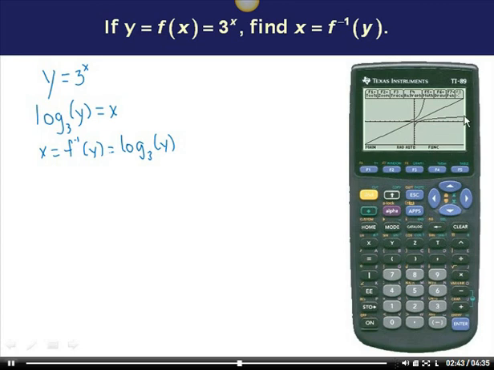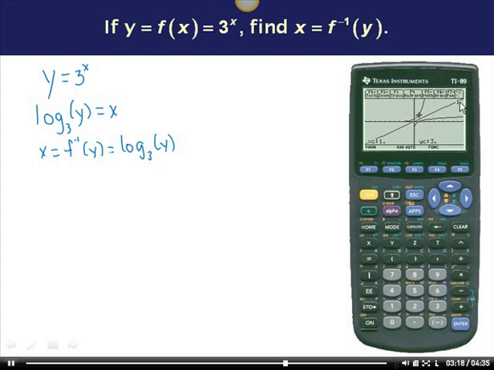Now let's test a couple of points to make sure that if we look at an x and y coordinate on one graph, we get those values switched around on the other graph. So for instance, if I put x equals 1 in on the exponential function, let's see what my y coordinate is. 3, that makes sense. 3 to the first power is 3. So on my log graph, if I put in an x coordinate of 3, I should get a y coordinate of 1.